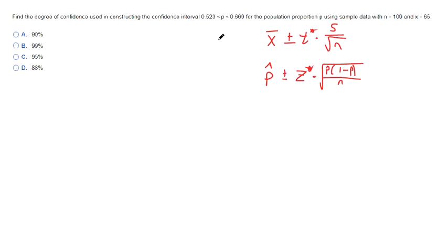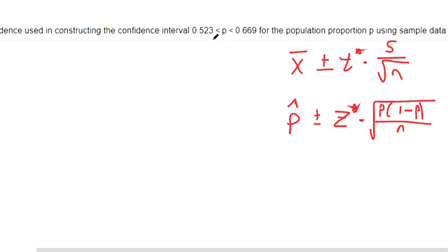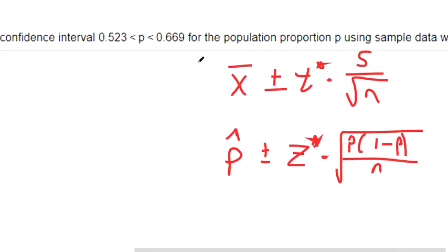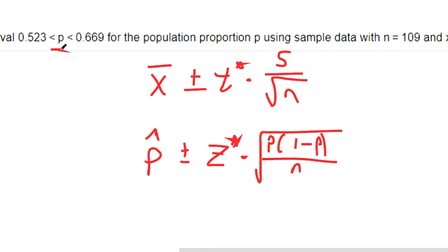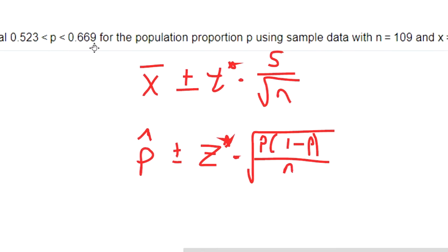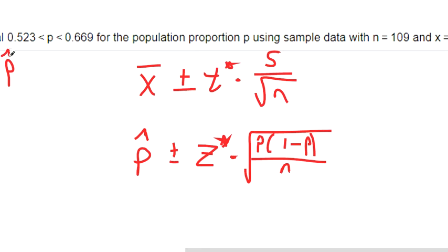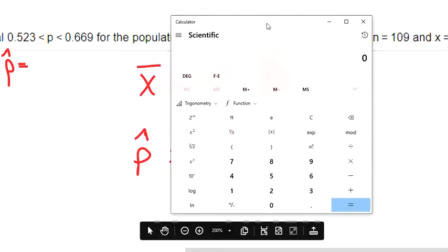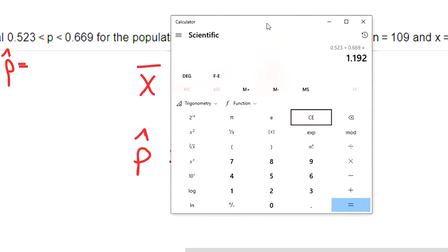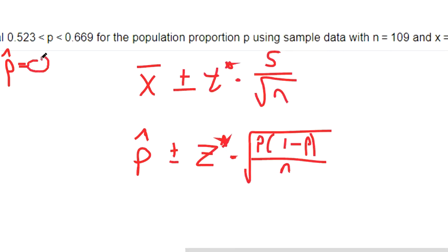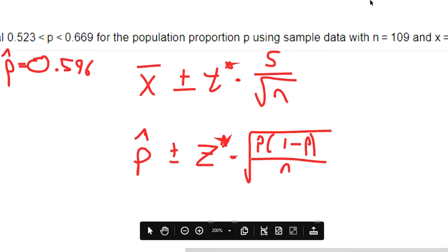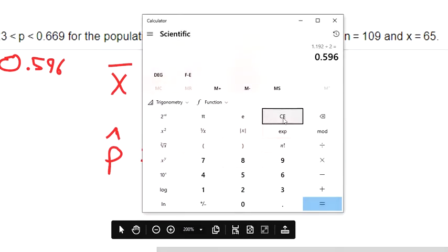And you can get the margin of error really quickly if you have a confidence interval, because the margin of error is the distance from your sample value to one of the endpoints. So we can find out what p hat is. We could take the average of these two endpoints, because the confidence interval is symmetric. So 0.523 plus 0.669, then divided by 2. So 0.596 was their estimate. Or you could have gotten p hat by taking these numbers on the end. There were 65 successes out of a total of 109 samples.